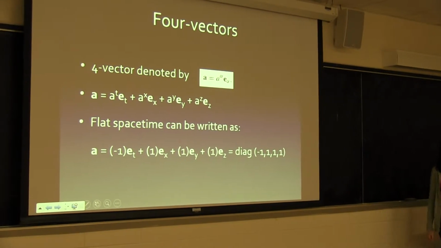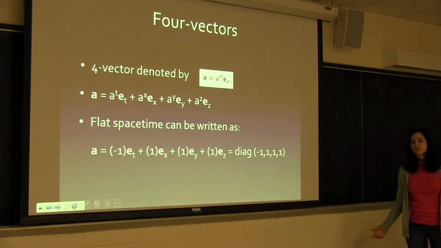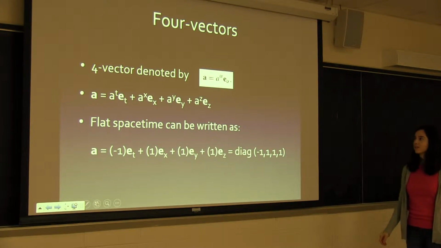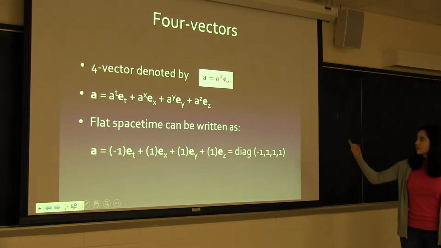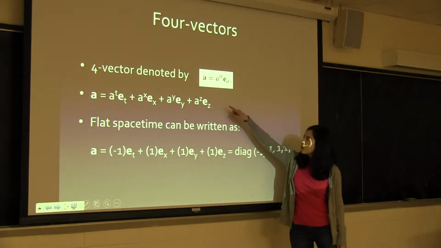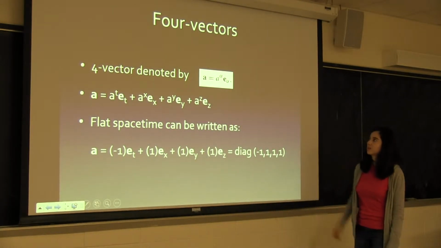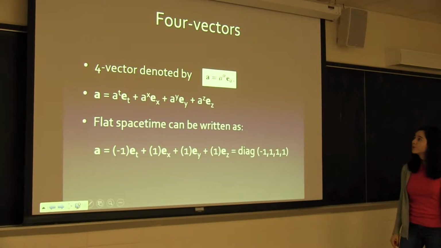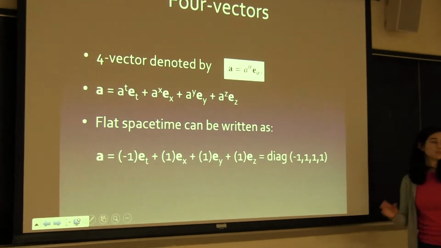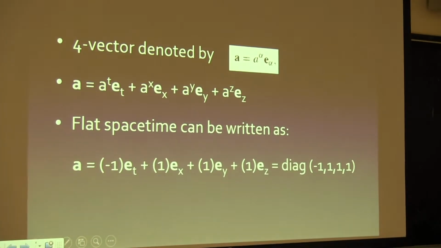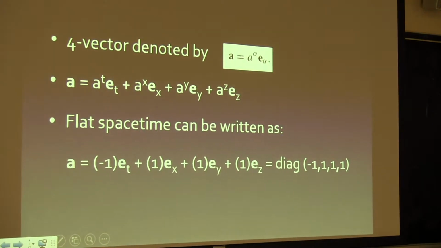Something about 4-vectors. They're just vectors in 4 dimensions, like our metric. You can usually sum them up in this way, where you bold the text or put a tilde under it. That means it's 4D. Then you have your component, A alpha, and a basis vector, E alpha, which is what you've learned in our undergrad courses.